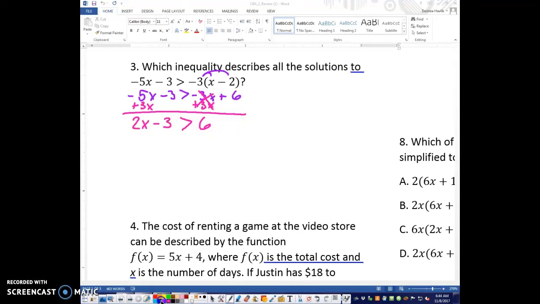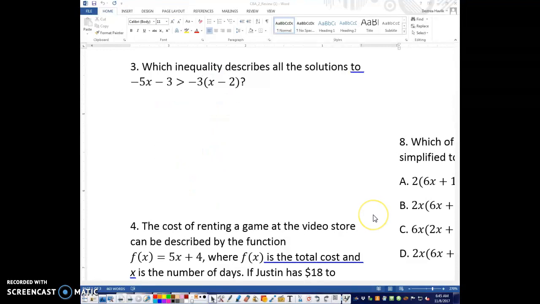Okay, now we need to get x by itself. So let's add the 3 first. You add or subtract first. That goes away. We have 2x is greater than 6 plus 3 is 9. Last step, we divide. So that means x is greater than 9 over 2. Remember, with inequalities, if you ever divide by a negative, the sign flips. Don't forget that.